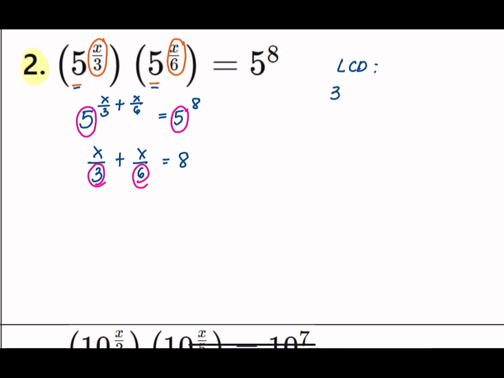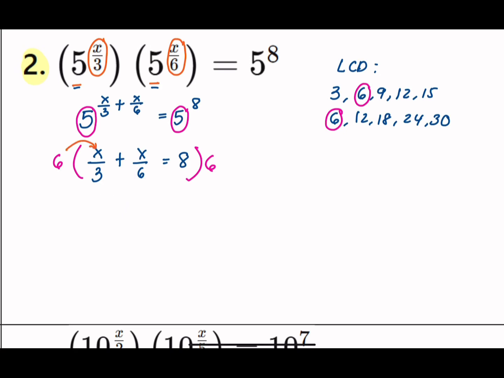So we have 3 and 6. What are the multiples of 3? We have 3, 6, 9, 12, 15. What about 6? 6, 12, 18, 24, 30. So among these numbers, which is the least common to both 3 and 6? And that is 6. Now, I'm going to multiply the left and right side of the equation by 6 because that's our LCD.